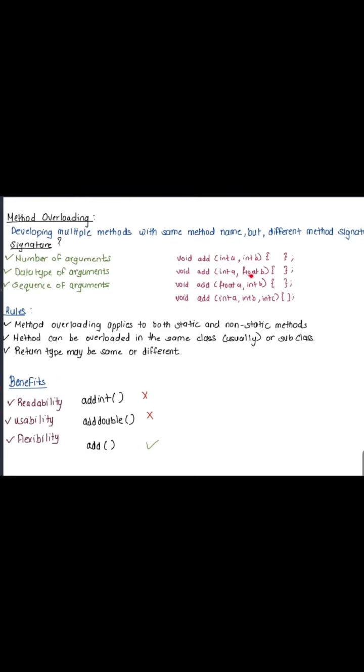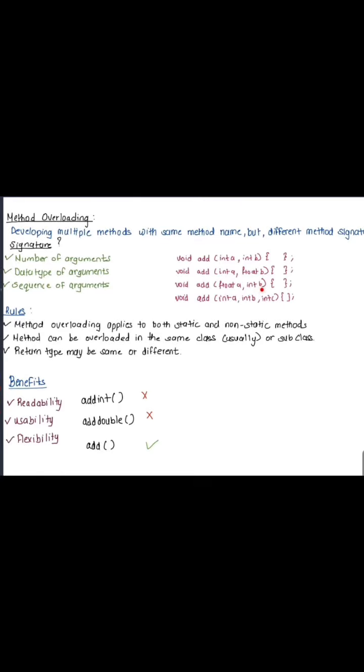I can overload this method because we can change the data type of the arguments. So it could be int a float b or float a int b. And we can also change the sequence of arguments. If you see here, void add int a float b, and now I am overloading this method. So void add float a instead of int a and int b instead of float b.